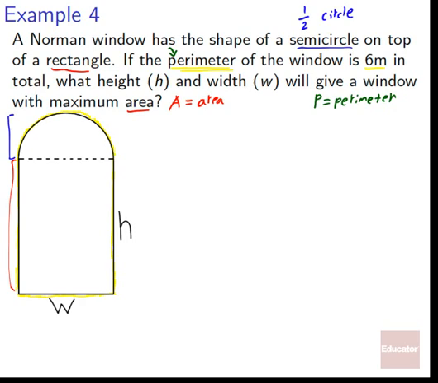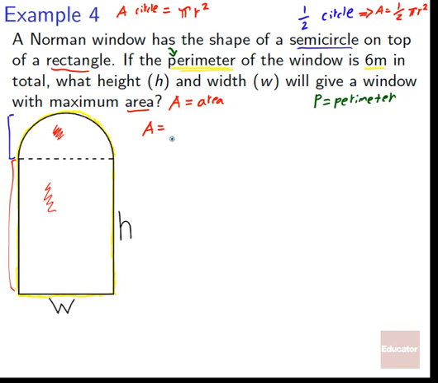So area is equal to the area of this part plus the area of our box. So it's the area of our semicircle plus the area of our box. So area of our semicircle, well, what's the area of a circle? The area for a circle is equal to pi r squared. So a semicircle, if it's a half circle, that's going to be area equals 1/2 pi r squared, because it's half of the circle, right? So we've got 1/2 pi r squared.